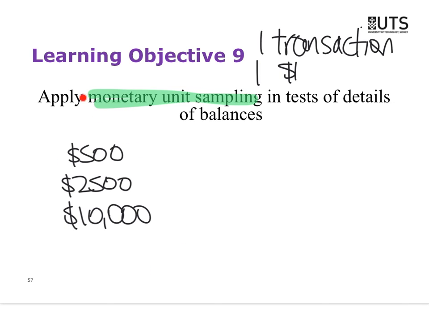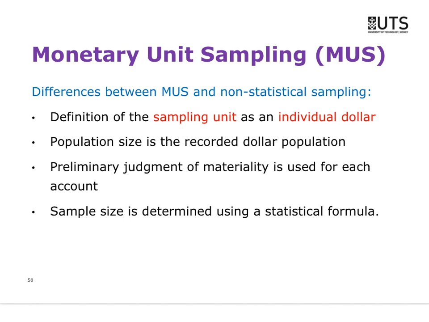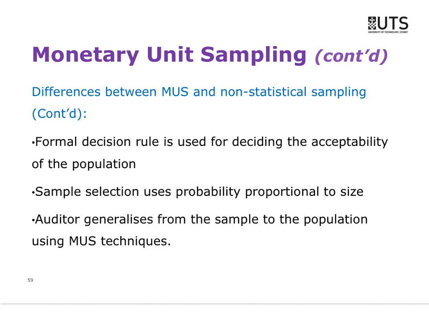And the thing with monetary unit sampling is it has a tendency to pick up, like the PPS method, much larger transactions. Which is what I've said just here.